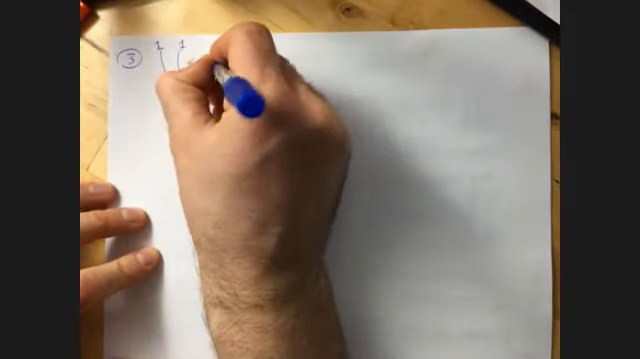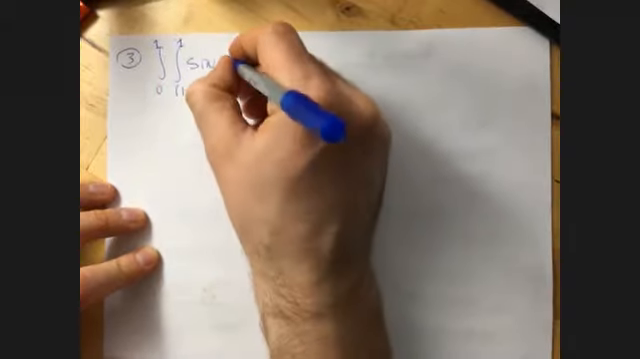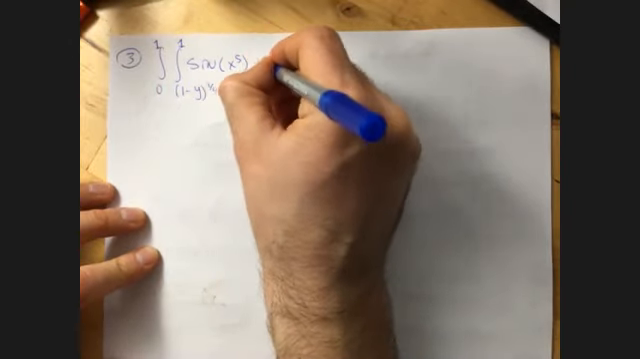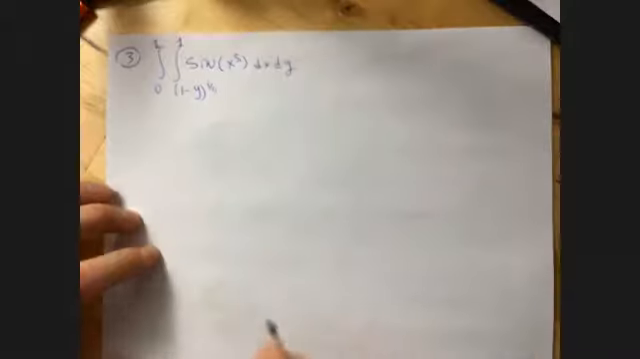Problem number 3, the double integral going from 0 to 1 and from the fourth root of 1 minus y to 1 of sine of x to the power 5 dx dy.